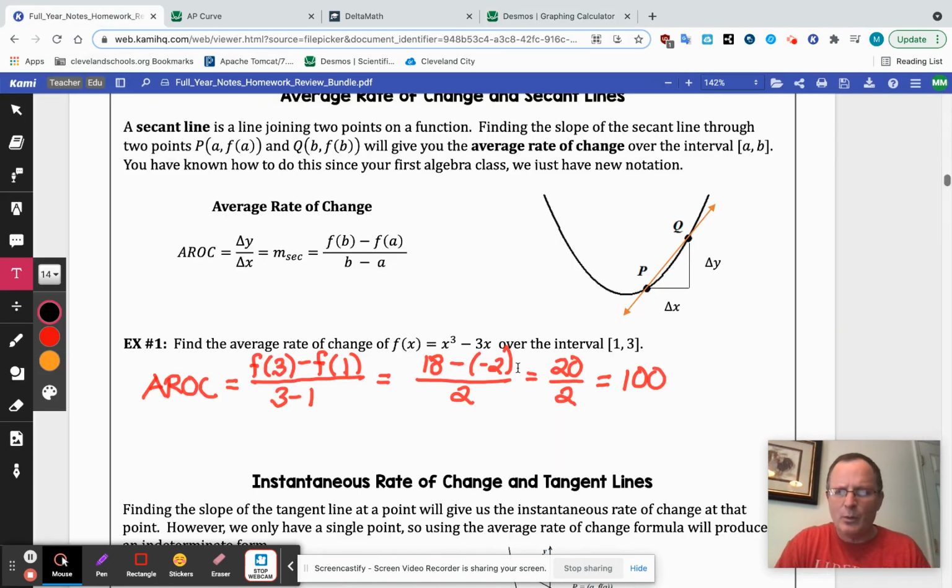Okay, so that's it for example 1. Next we're going to talk about moving those two points together, the Q and the P, close together so that we can approximate, or maybe do even better than that with limits, to find exactly what the slope would be at a particular point. That's coming next.